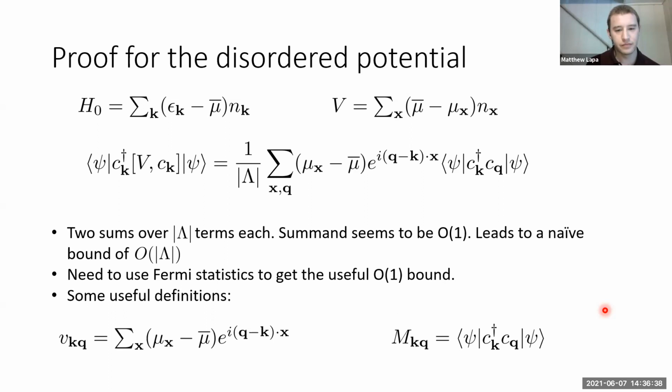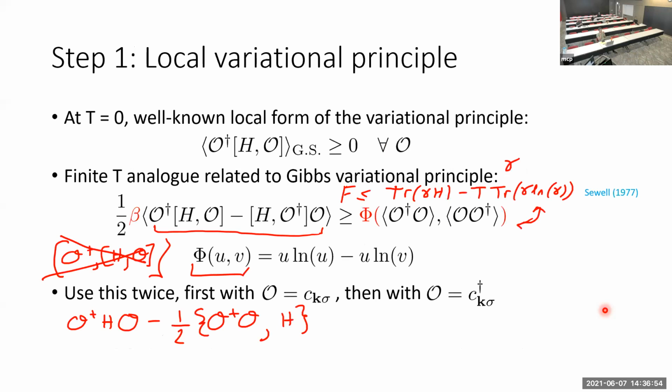A related question is that Gibbs bound that you were using, that Gibbs function u log u minus v log v. Does that have any continuum analog? This Gibbs variational principle, the local version of it? The local version, it probably does, but I've never seen it.